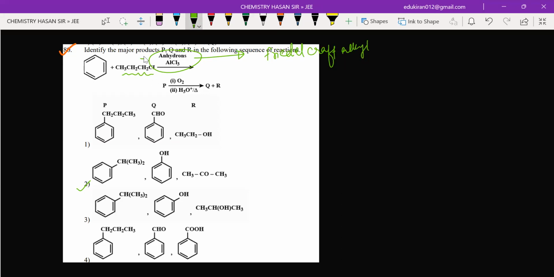So positive charge can be here, here, and here, anywhere. So you know, tertiary carbocation is more stable than secondary, so it will be here. So this tertiary will be attacking on the benzene ring and you will get it like this. Yes or no? Yes, sir. So after this, do you remember the preparation of phenol from cumene? Do you remember now? I gave you a hint.